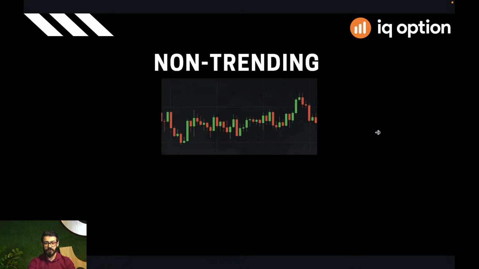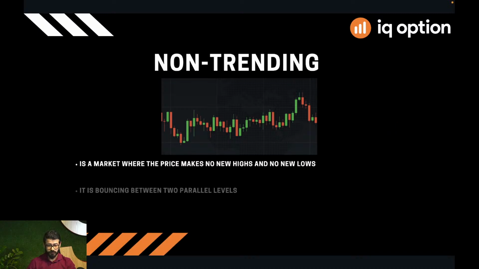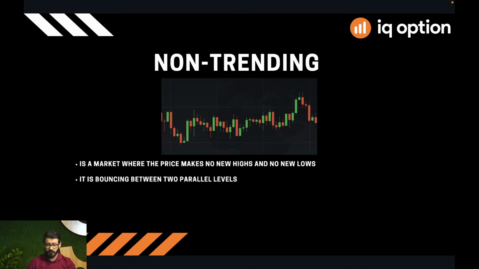Now we've got the non-trending market. As you can see, a clear difference here. In the non-trending market, there's no clear direction. It's going sideways. It's a market where the price makes no new highs and no new lows. It is bouncing between two parallel levels.